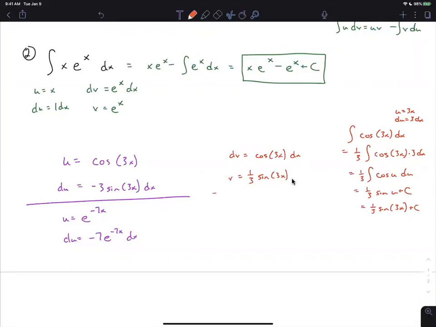If I did another one where dv is like e to the 6x, Colin, I'll get to your question. That's a good question, but we'll get to that question in a minute. So if dv is e to the 6x, v is going to be 1/6 e to the 6x. Does that make sense to everybody? Clear? Any questions on that?